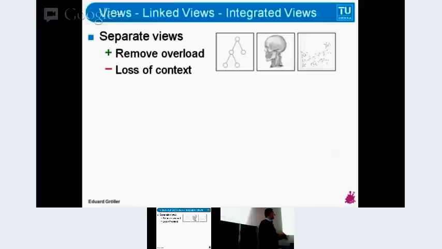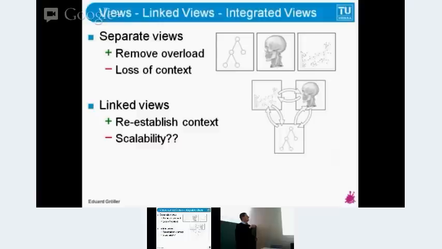So the next thing would be these linked views. This means whenever you are interacting with one view, you see the same or the corresponding operation in the other view. So if I'm interacting with the head and this node corresponds to the head, selecting the head will also highlight this node here, for example. In that sense, the context is reestablished. I'm interacting with one window and immediately see what's going on in the other windows as well. But how does this scale? How many linked views can you have on the screen? With a medical workstation, usually people have four, but can you have 10, 20? So here you have an issue with scalability.